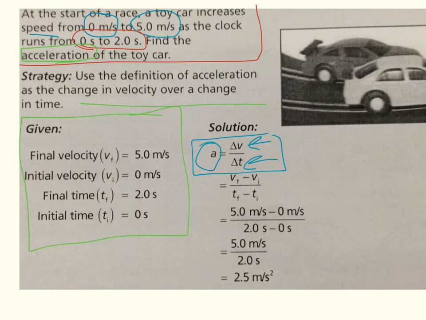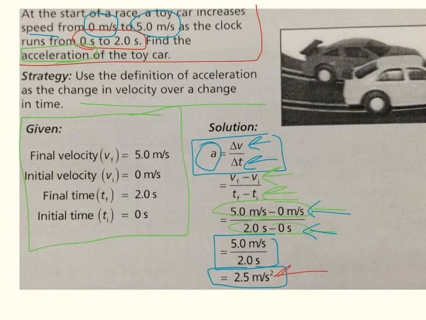To figure out the change in velocity and the change in time, we need to do some math. We need to subtract the initial velocity from the final velocity, and we need to subtract the initial time from the final time. We get the answer of 5 meters per second divided by 2 seconds. When you do that division, you get 2.5 meters per second squared. Meters per second squared is going to be the unit you use for acceleration.